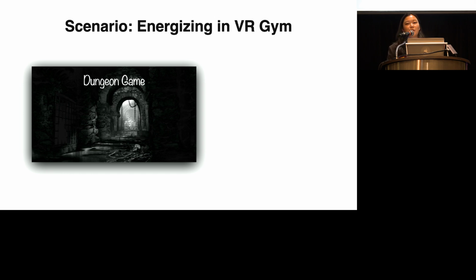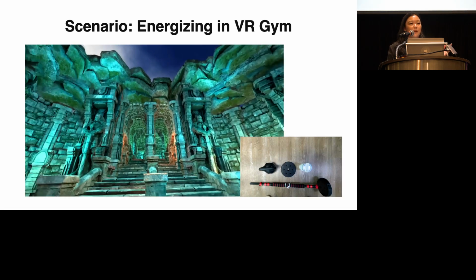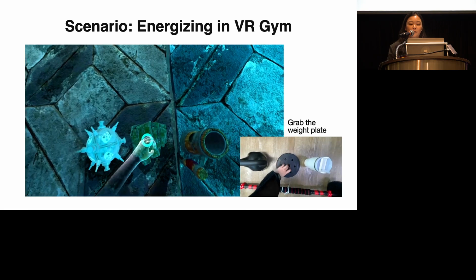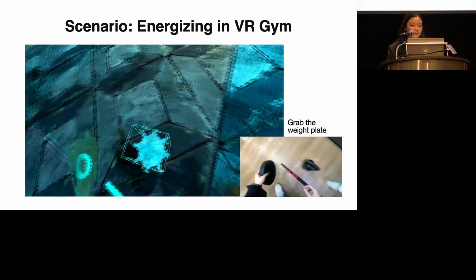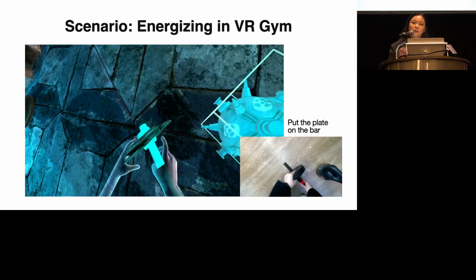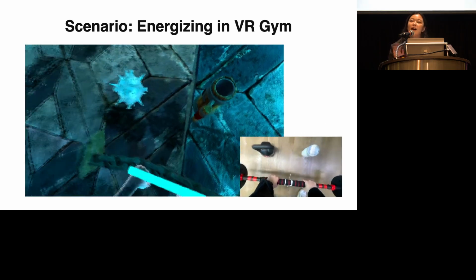Let's imagine a user who is deeply engaged in a virtual dungeon game, and he wants to make his boring workout more exciting by doing it in a dungeon. GradualReality can bring physical barbells, weight plates, a kettlebell, and a bottle into the virtual dungeon for this user. He can fully immerse in the virtual environment while loading the plate on the bar and lifting the barbell with ease and high usability.